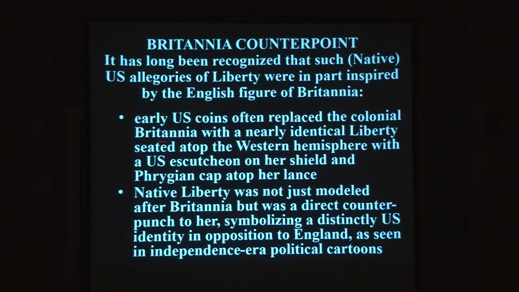Early US coins often replaced the colonial Britannia with a nearly identical liberty seated atop the Western Hemisphere, with a US escutcheon on her shield and a Phrygian cap atop her lance. Native liberty here was not just modeled after Britannia, but was a direct counterpunch to her, symbolizing a distinctly US identity in opposition to England. And we can see that by looking at independence era political cartoons, some of which I think you're probably going to enjoy.